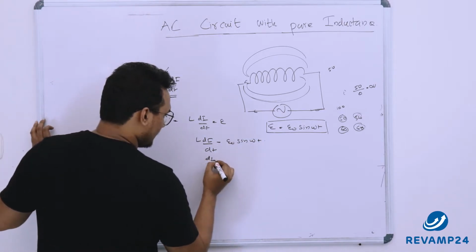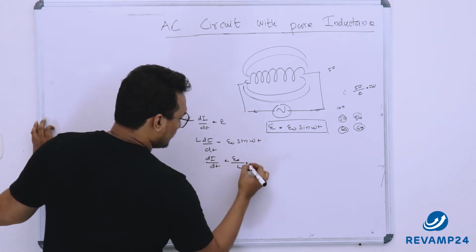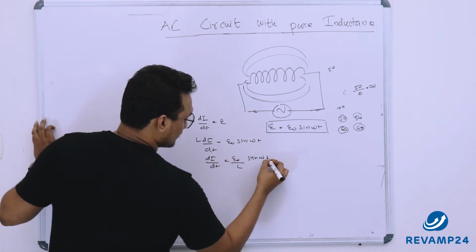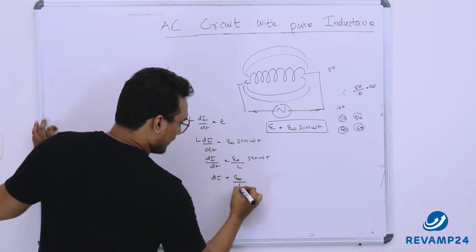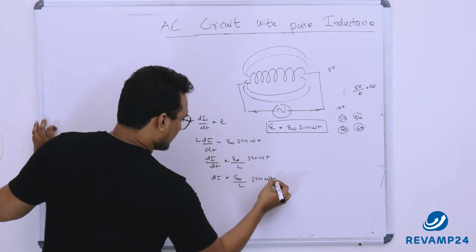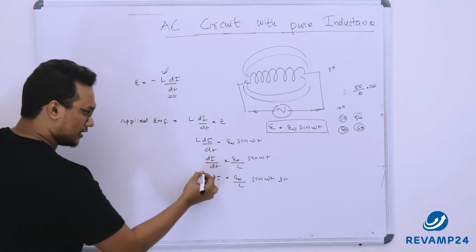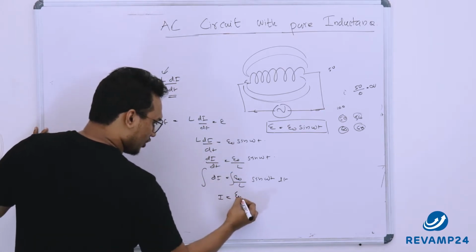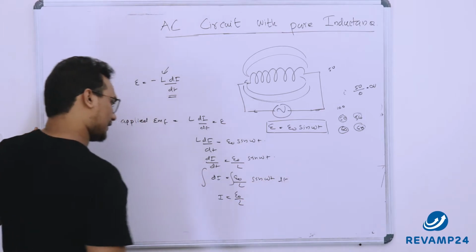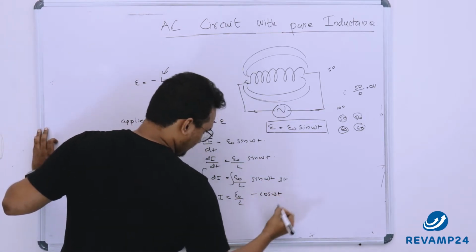So di by dt is equal to E0 by L into sin omega t. Now di is equal to E0 by L into sin omega t dt. Integrate. So from di, how to get the value of I? Just integrate. So integral di is equal to I, and E0 by L is a constant, and integral of sin omega t is equal to minus cos omega t.